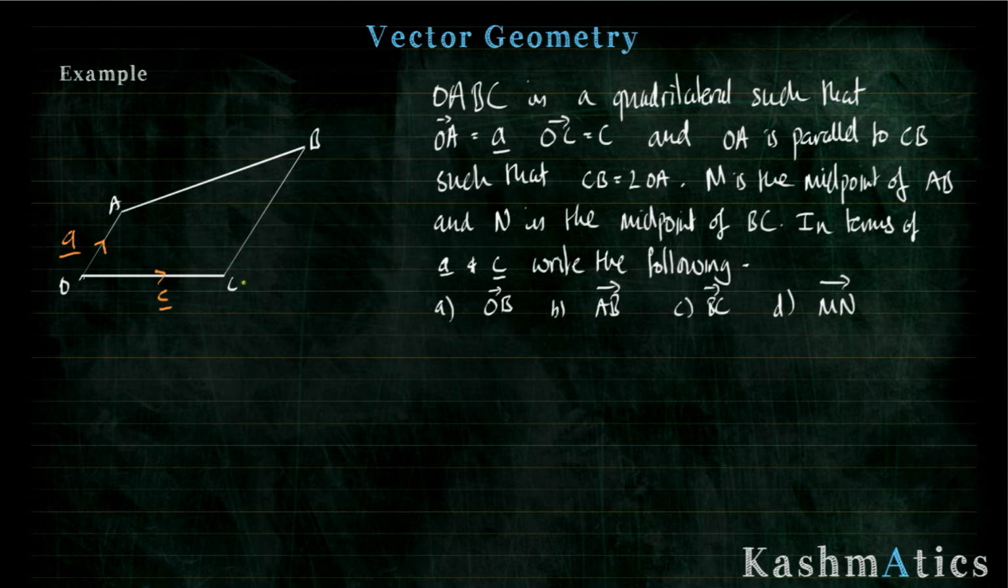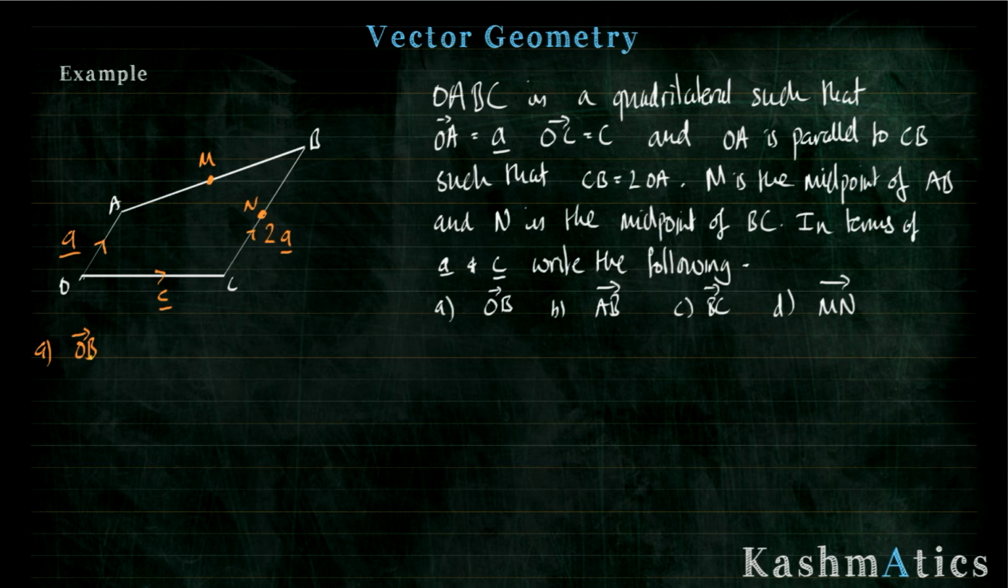And we're also told that CB, this length here, is twice as big as OA. So that means the vector is going to be twice as long as well. And in addition to that, we're told that M is the midpoint of AB and N is the midpoint of BC. And in terms of A and C, we're going to write down the following vectors. So let's look at part A.